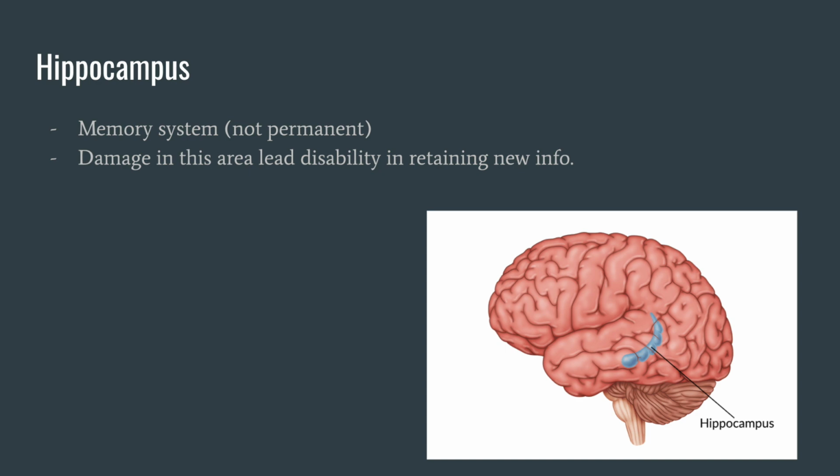Lastly, the hippocampus is also very important. It is for a memory system, but not a permanent one. If you damage this area, then it will lead to a disability in retaining new information.